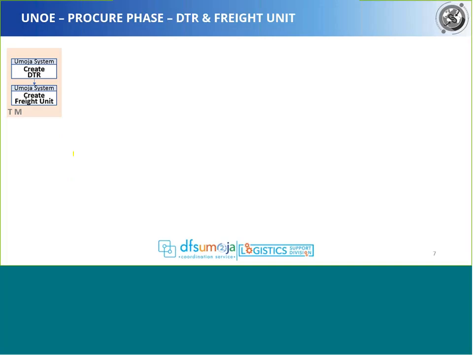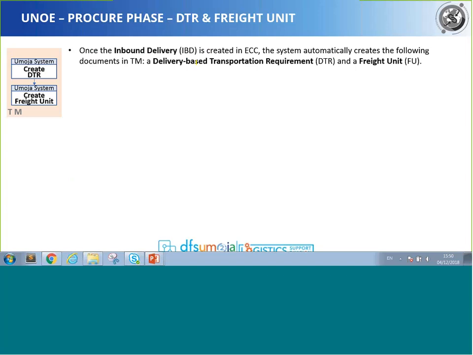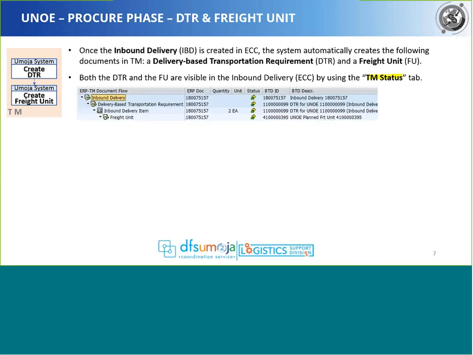So what are these two documents in TM? All right. So as we were saying, this DTR, the delivery-based transportation requirement, and the freight units are automatically created and are also available in ECC in a new tab that is called the TM Status tab. So inbound coordinators, by connecting in ECC and using the normal T code to look for the inbound deliveries, there will be a new tab, the TM status tab, where they will be able to see the TM related documents.